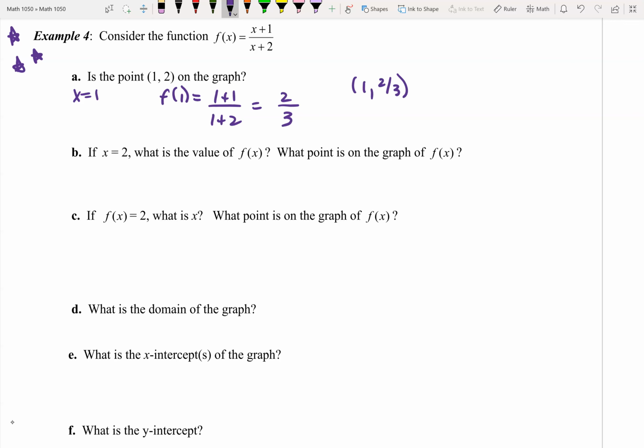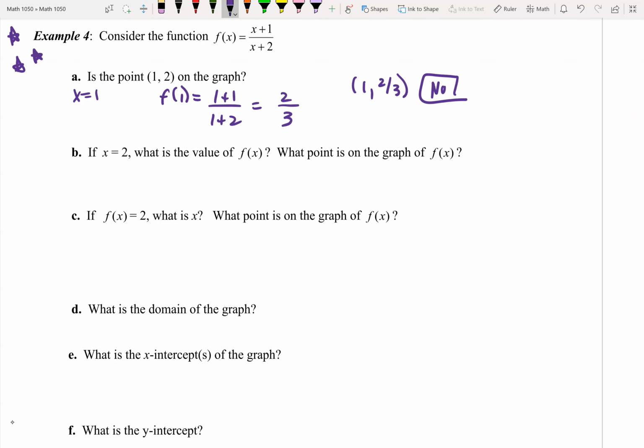Why not? If it was, I like how you said that. She said if it was, when you plugged in a 1, then you would get a 2. You're exactly right. But I want someone to say another explanation. It wouldn't be a function. It wouldn't be a function. You got it, girl. Because (1, 2) and (1, 2/3), you can't have them both. And I know (1, 2/3) is for sure, right? So the correct answer is no.